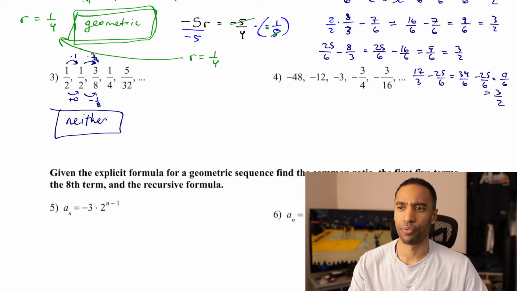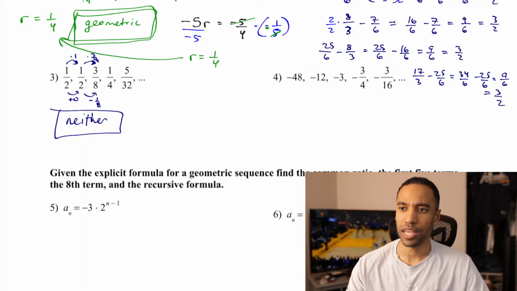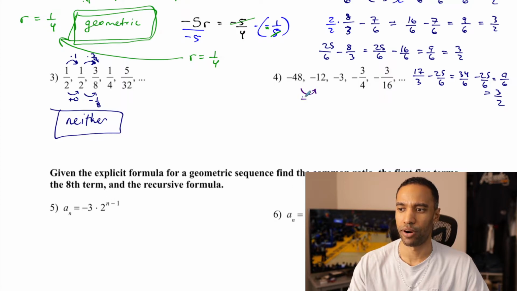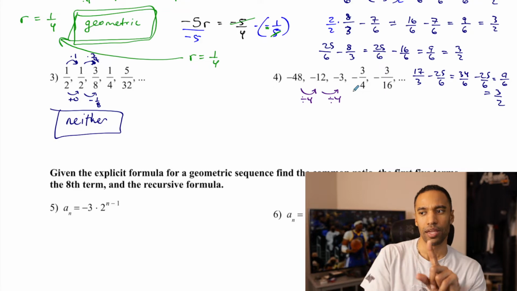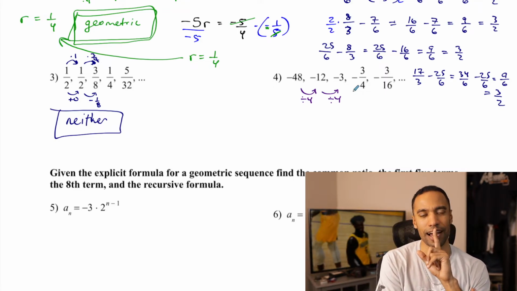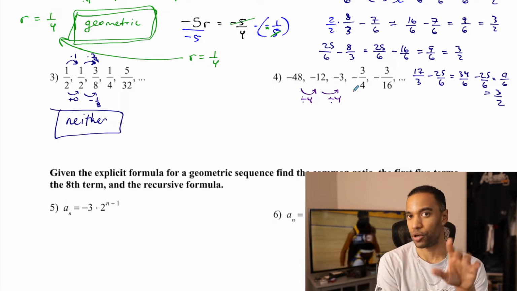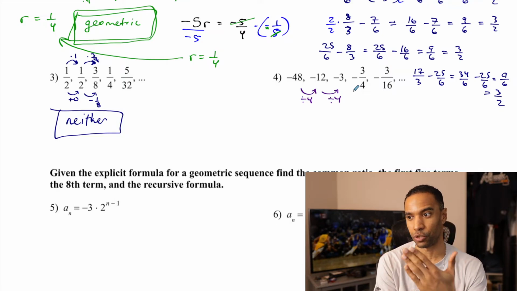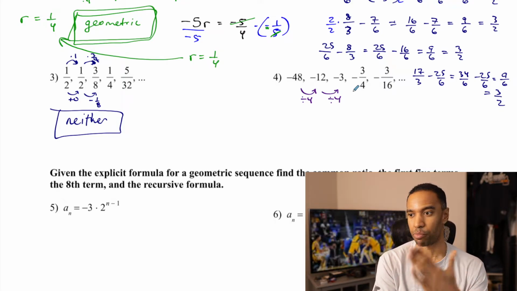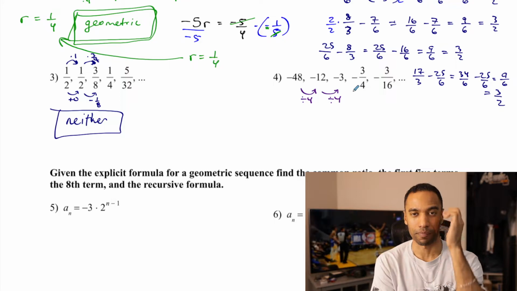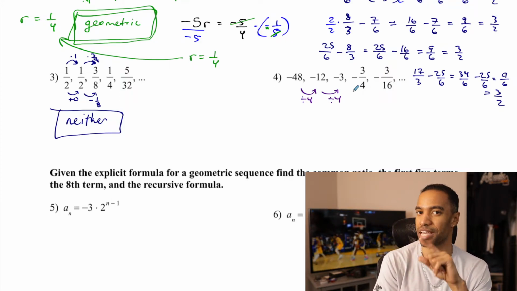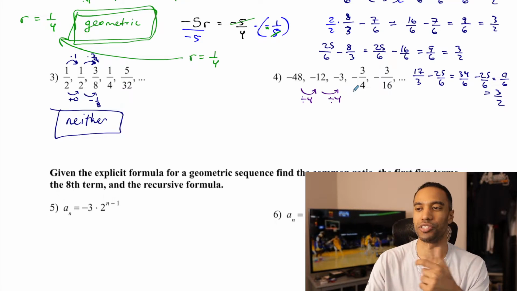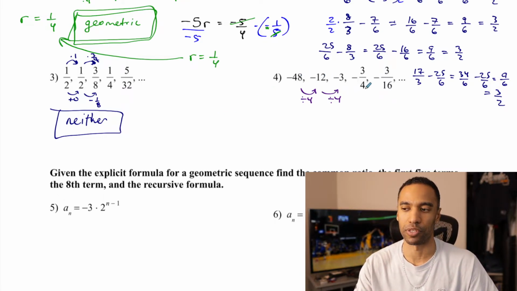-48, -12, -3. When you look at these, you say to yourself, it looks like we're dividing by 4, and that's a good start for this one. Now, I'll have you know that dividing by 4 is not how we state a common ratio. That's not to say common ratios can't include division as a principle for whether you have a geometric sequence. But we wouldn't say divided by 4. We should be saying times 1/4. But I understand if you need to say divided by 4 to start with to make sense of this.